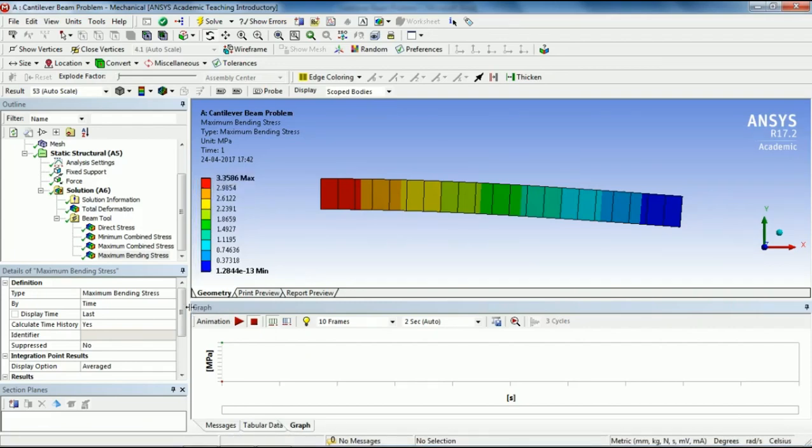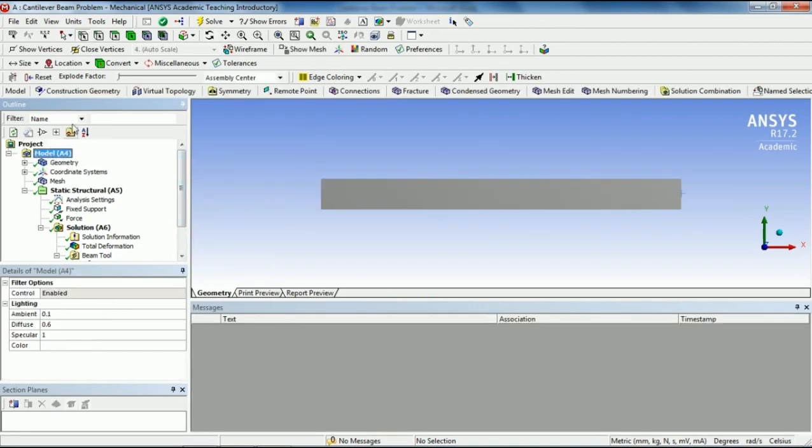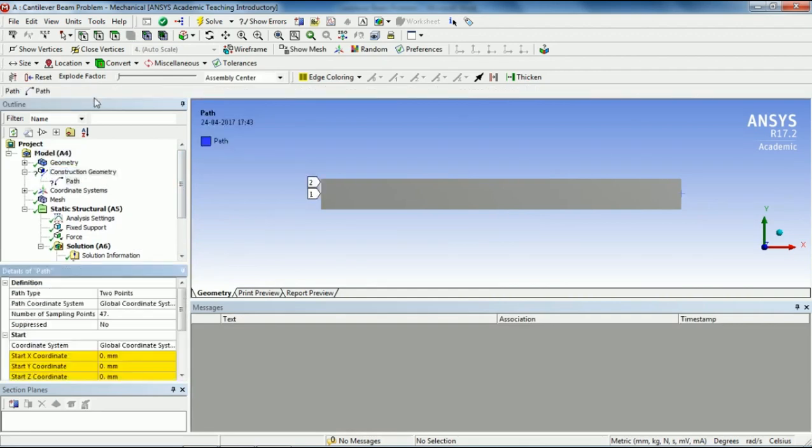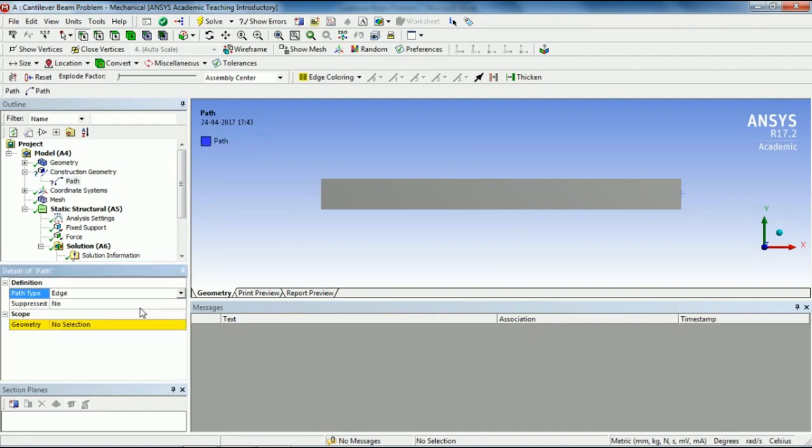Now we need to have bending moment along the beam. For that, select Model, go to Construction Geometry, select Path. In path type, instead of having 2 points, select Edge, go to Edge Selection Filter and select the center line of the beam. Go to Geometry and apply.